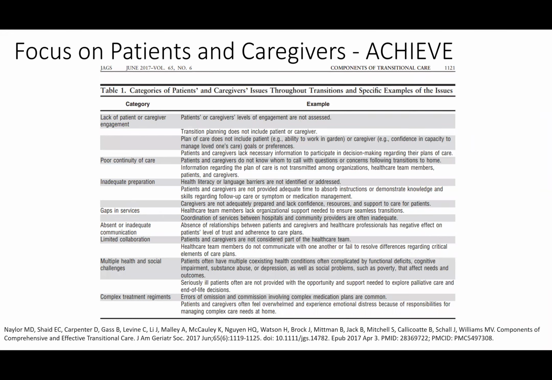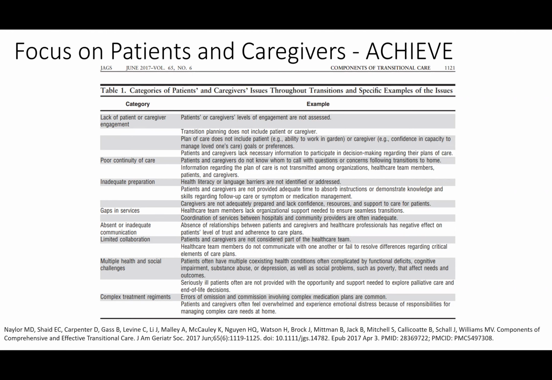But there was actually this study from JAGS that mentioned components of comprehensive and effective transitional care. And this is a more recent one, 2017, which is already in line with when we started talking about transitional care as a part of the system. But this actually focused on patient and caregiver issues, right? And so through specific points of transition, they identified several places where the gap exists for patients and caregivers.